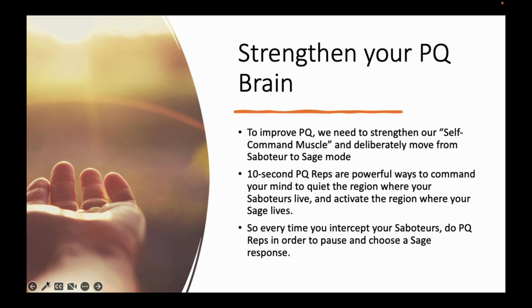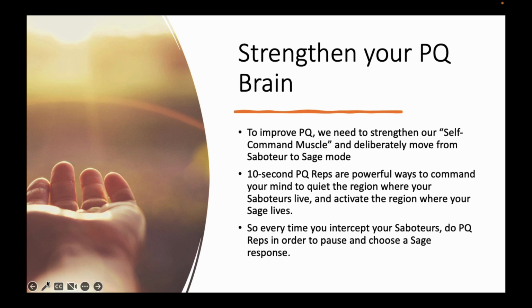The next thing was about improving your PQ brain, and that's where we talked about the self-command muscle. It's not really a muscle; it's more of a mental process. It's about deliberately moving from saboteur to SAGE mode. We talked about the 10-second PQ reps, which are powerful ways to command your mind to quiet the region where your saboteurs live and activate the SAGE. So it was really important that we intercept the saboteurs.